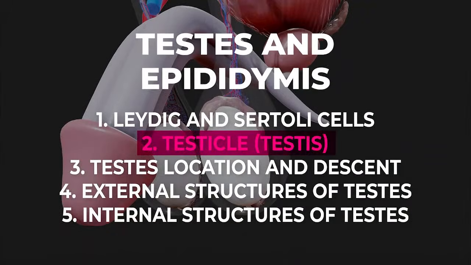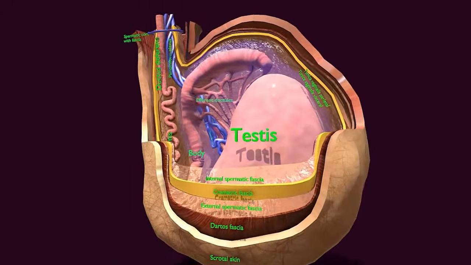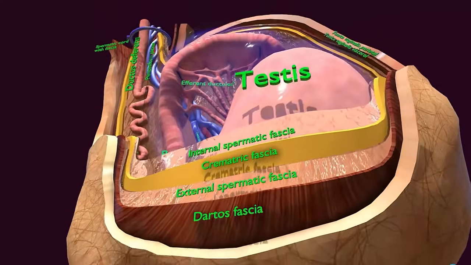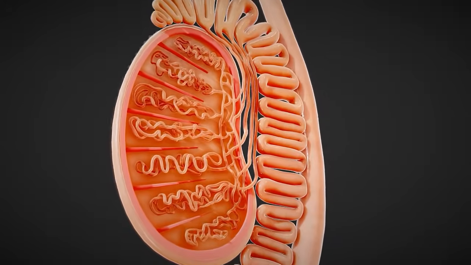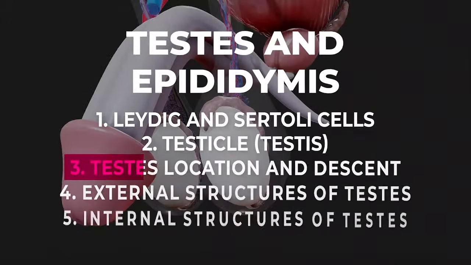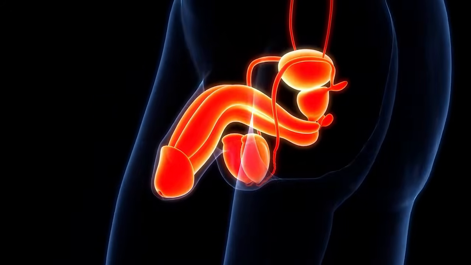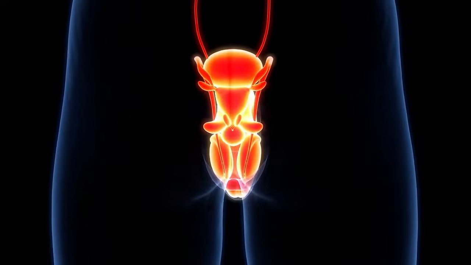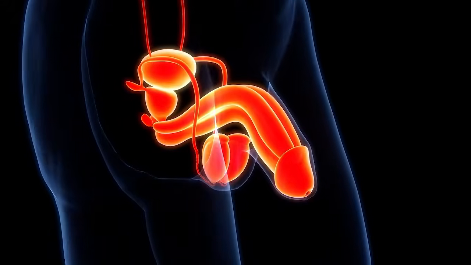Testicle, testis. The testicles are oval-shaped organs that produce sperm and testosterone. They are enclosed within the scrotum and divided into lobules by septa. Each lobule contains seminiferous tubules where sperm is produced. Testes location and descent. During fetal development, the testes descend from the abdomen to the scrotum. This descent is necessary as the testes need to be cooler than the body's core temperature for optimal sperm production.